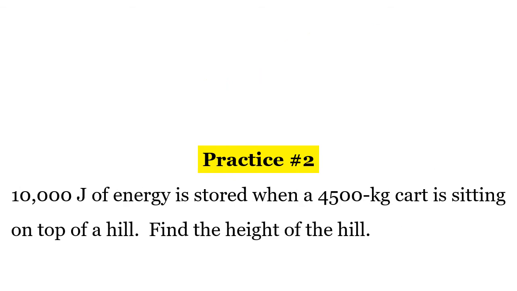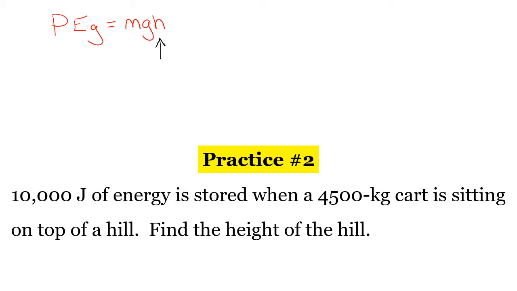All right, example number 2. We have 10,000 joules of energy that is stored when a 4,500 kilogram cart is sitting on top of a hill. Find the height of the hill. So this one's working a little differently. So we have our equation for potential energy, and it's asking us to find the height of the hill. So that is the h here.